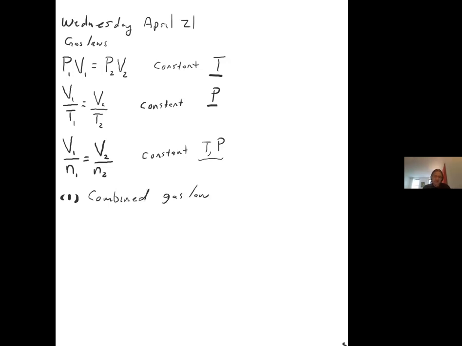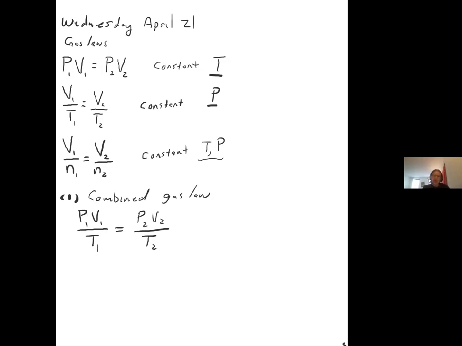The combined gas law is very simple. Pressure times volume is constant at constant temperature. Volume divided by temperature is constant at constant pressure. Let's put them together. You're taking those first two and putting them together, and you get P1 times V1 over T1 is constant, so that's P2 V2 over T2. That's called the combined gas law. It's a very nice little equation.